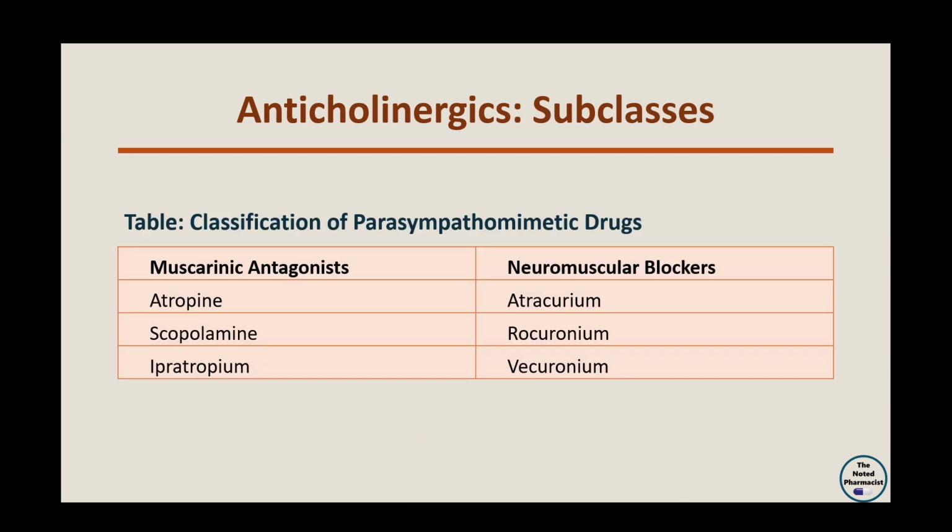The table presented here provides a visual classification of anticholinergic drugs into their respective subclasses, with specific examples. Muscarinic antagonists like atropine, scopolamine, and ipratropium are highlighted for their role in modulating parasympathetic activity. Similarly, neuromuscular blockers such as atracurium, rocuronium, and vecuronium are listed for their use in surgical and critical care settings. This breakdown underscores how anticholinergic drugs are categorized based on their targets and therapeutic roles.